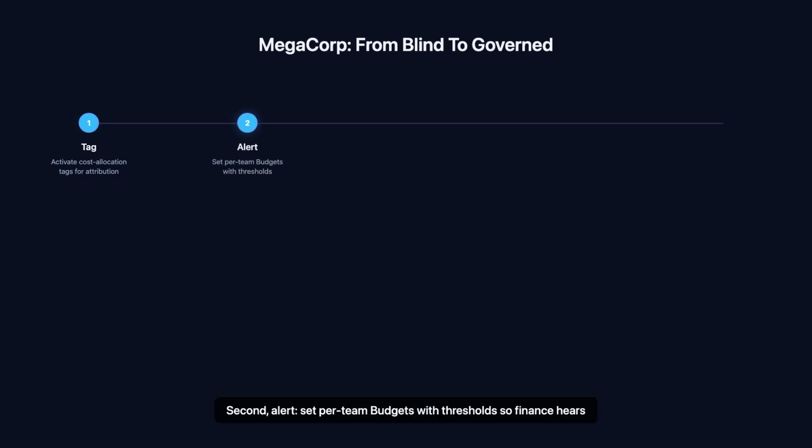So here's how MegaCorp goes from blind to governed in 5 moves. First, activate cost allocation tags so spend can finally be attributed. Second, alert: set per team budgets with thresholds so finance hears about trouble before month end.